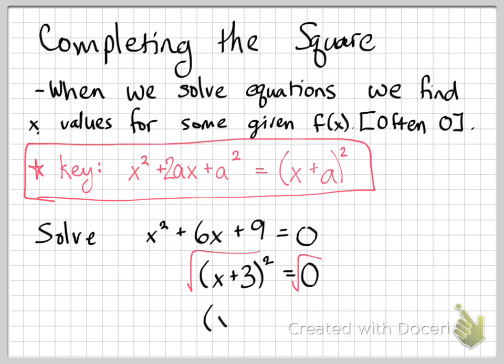So on the left side, I'm left with x plus 3, and the square root of 0 is still 0. Now, to get x by itself, I need to subtract 3. So x equals negative 3, and I have solved this problem. Now, here's the key. The key was in this step when we factored so that instead of seeing 2 x quantities, we saw 1.